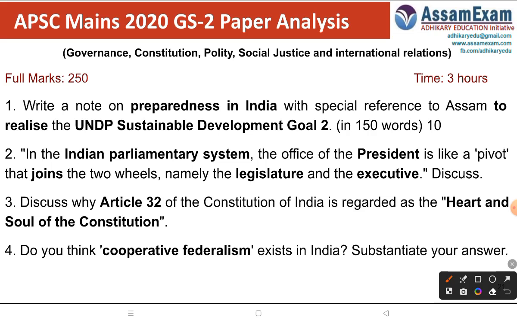Sustainable Development Goal 2 is related to the elimination of hunger. What are the steps Assam or India has taken in this regard? So many incentives, so many provisions the Government of India or Government of Assam has given, like giving money, giving food. All those things the government is giving lead to Sustainable Development Goal 2. These are the steps that the government is taking to achieve this goal.